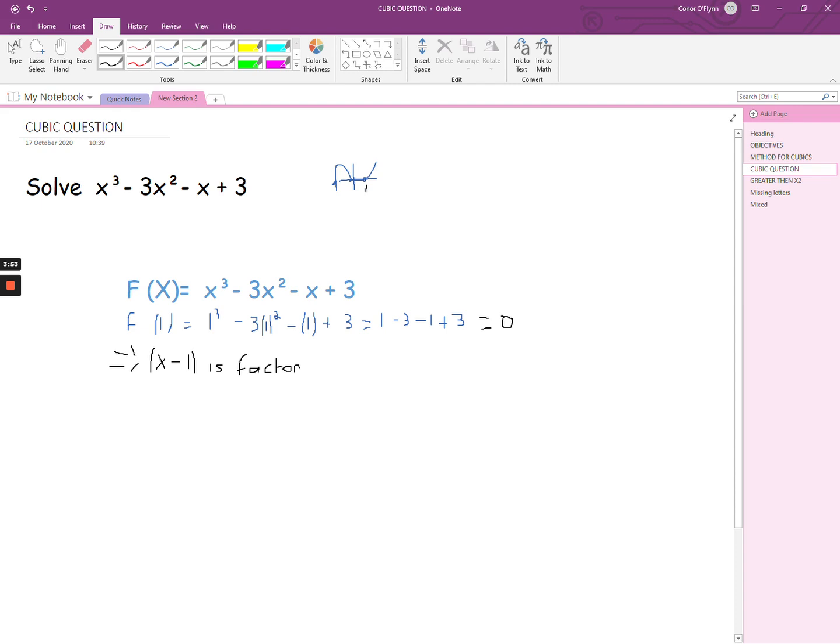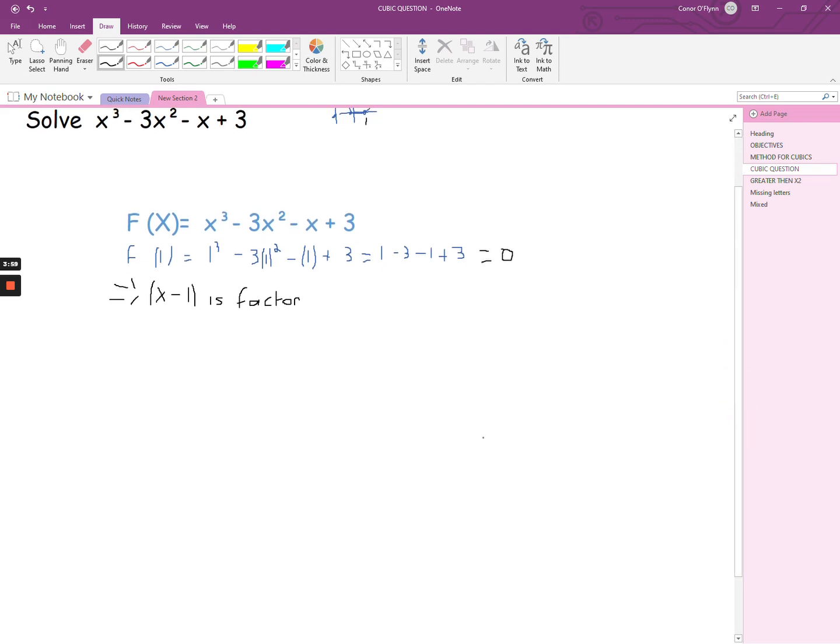So what we do is we divide the factor into the cubic. We find a number that goes evenly into the equation. 1 - 1 didn't work, 2 - 2, and so on, so it shouldn't be a big number. Once we know the root, the opposite is a factor. So we're going to divide x - 1 into this cubic equation.